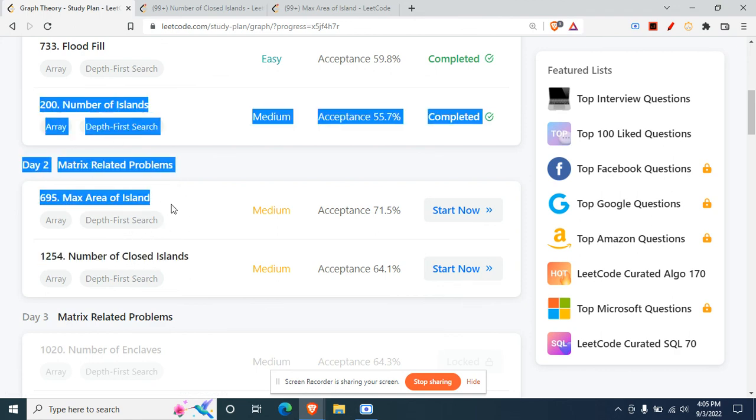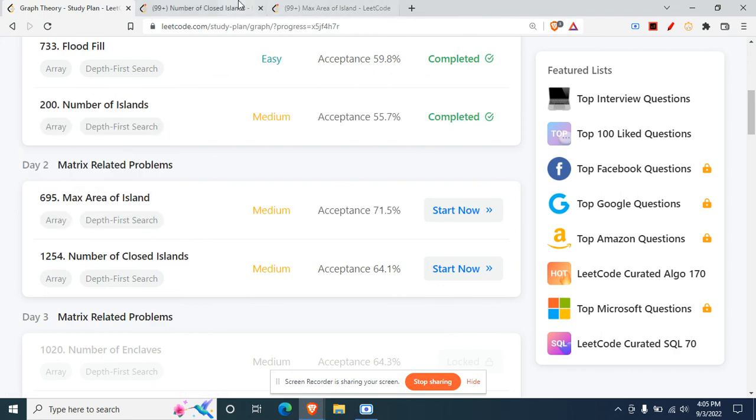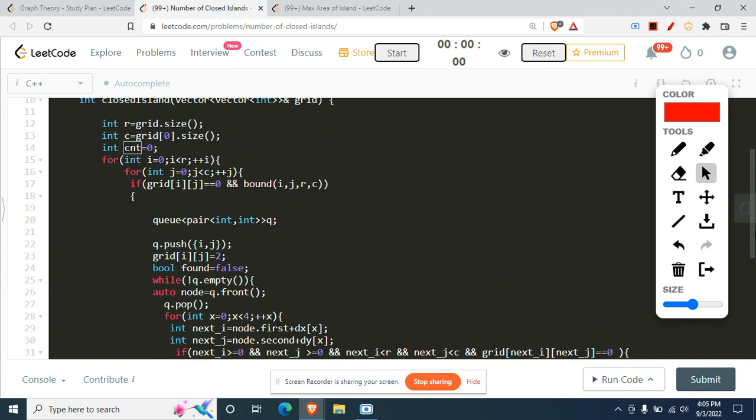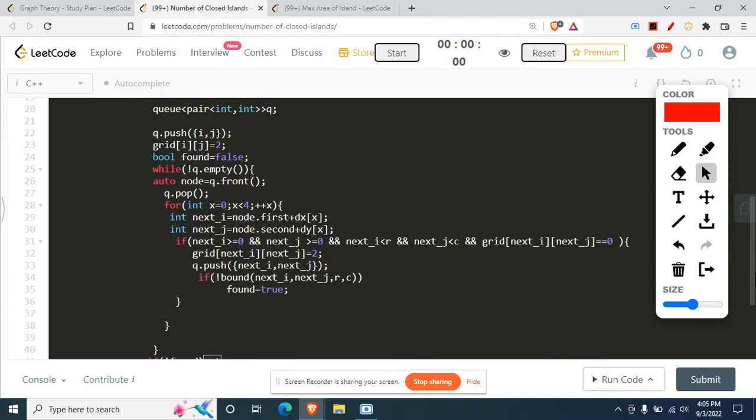Do check out the previous videos, because these three questions are almost similar to each other. Not exactly, but I could say they are almost 80 to 90% similar. So do check that out, then you'll understand this part better.